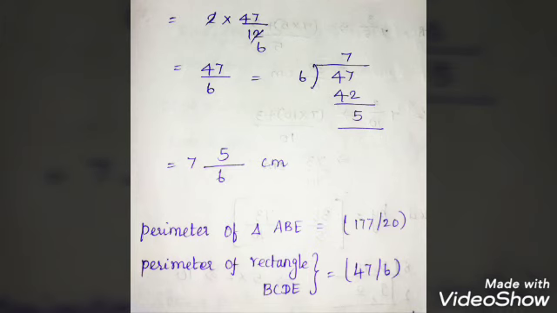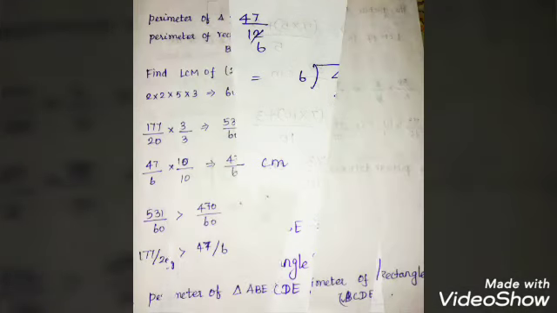How can we make this 47 by 6 a mixed fraction? Divide 47 by 6. 7 6s are 42. The remainder is 5. I already told you, put the quotient at the side and the remainder in the numerator. So 7 into 5 by 6. So the perimeter of the triangle is 177 by 20 and the perimeter of the rectangle is 47 by 6. We are not taking the mixed fraction here. I did the mixed fraction so that you know how to change a normal fraction into a mixed fraction. So we know the perimeters of the triangle and the rectangle.